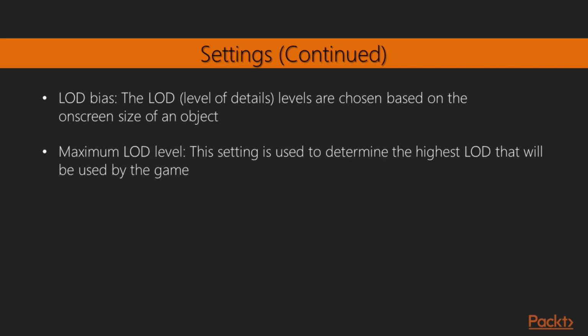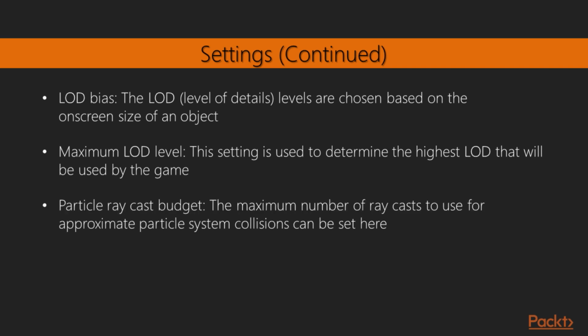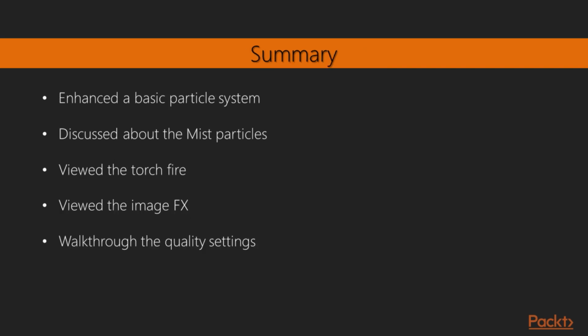Maximum LOD level. This setting is used to determine the highest LOD that will be used by the game. Particle ray cast budget. The maximum number of ray casts to use for approximate particle system collisions can be set here. Most of the time, the default settings work just fine. However, if you want more control over how your game should work, Unity provides you with all these options to do just that. In this video, we saw all the quality settings.